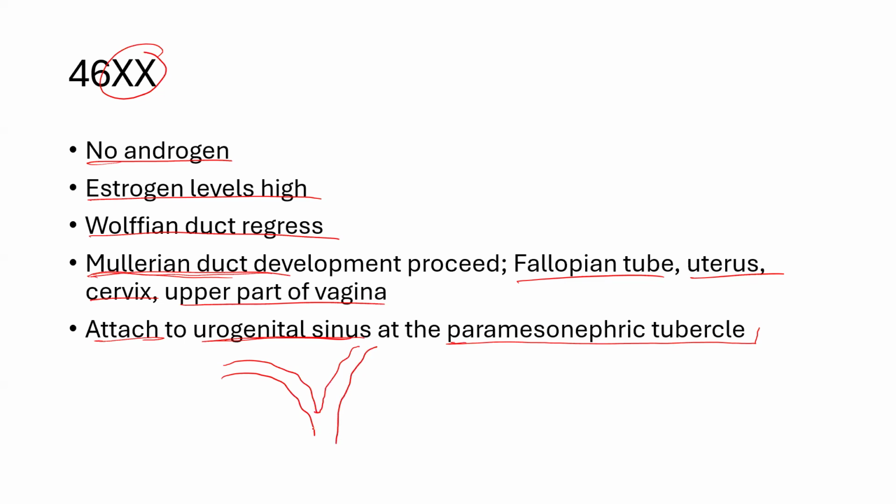So imagine these are the two Mullerian ducts. They have already fused to the lower part. So this is the urogenital sinus. Okay. So the point at which they attach, you form a tubercle. This tubercle here is the one I'm naming as the Mullerian tubercle. And it is from the Mullerian tubercle that you now get the vagina. Okay. The vagina will develop from the Mullerian tubercle.